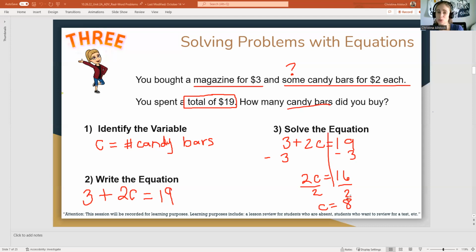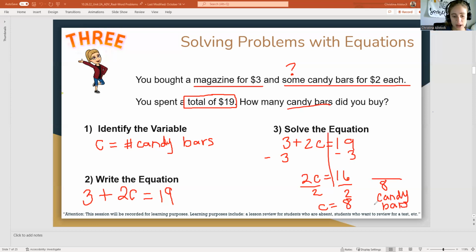When you do get to real world scenarios, you don't really want to leave your answer like this. You need to put a label with your answer. And that's where it's helpful, because I know, hey, C is the variable I picked. C stands for candy bars. So it makes it easy to remember. My answer is I bought 8 candy bars.